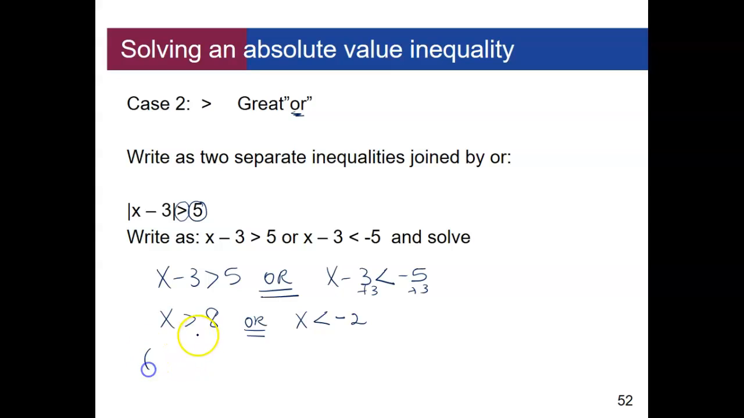So this would be, if I'm doing x is greater than 8, it's going to be from 8 to infinity. Or is the union symbol, and then here x is less than -2 would be from -infinity to negative 2.